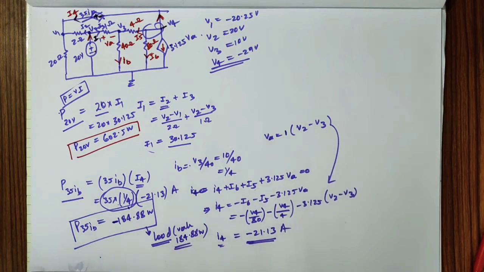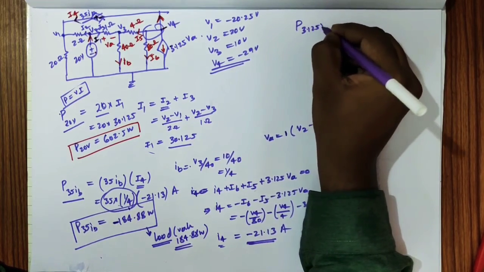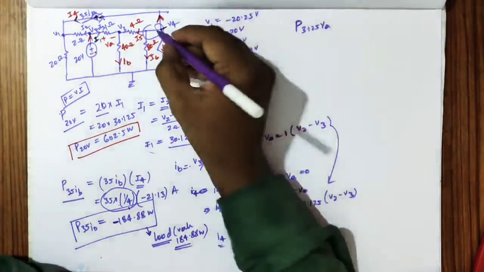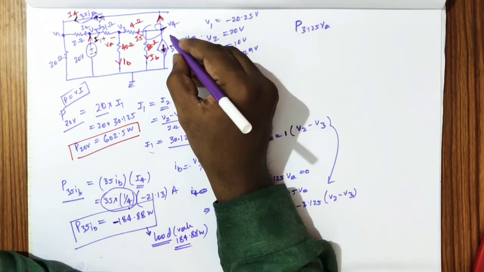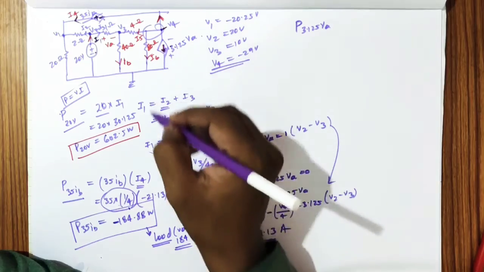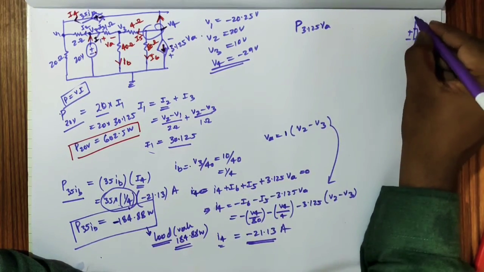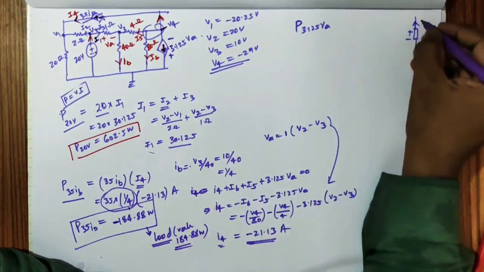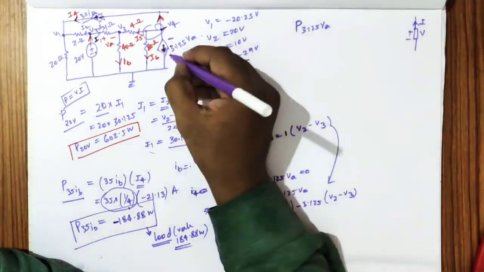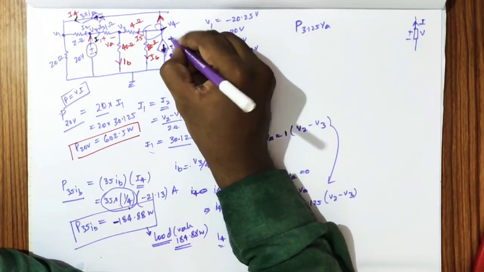This is the whole thing I wanted to explain, which I explained before. Now we will find the power delivered by this element, P of 3.125 VA. Again I am assuming this as a source. If I consider this as a source, the current is leaving from the positive terminal. Say, for example, this is the current I am taking and this is the voltage. The current is going downwards, so the negative terminal should be there and the positive terminal should be here.